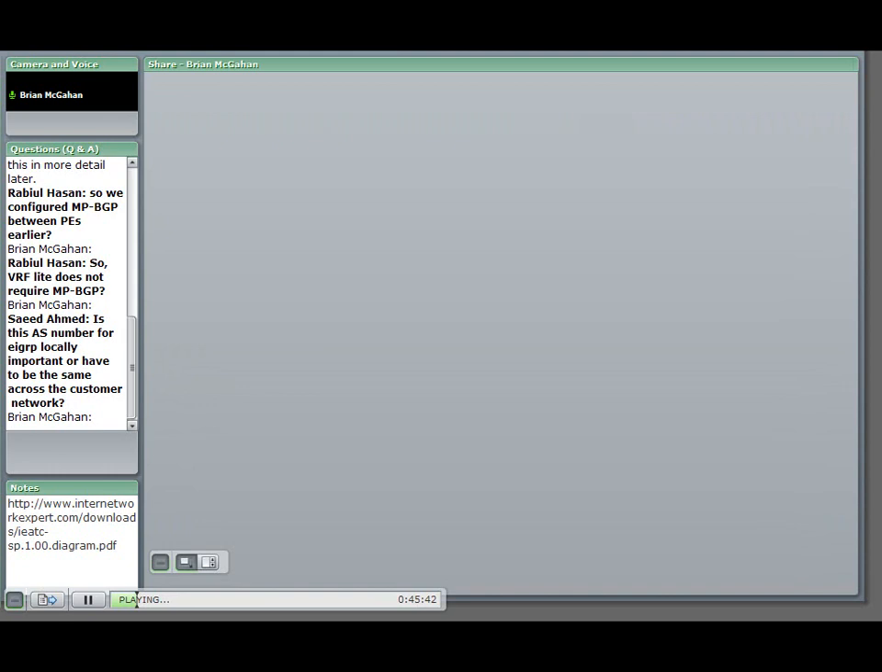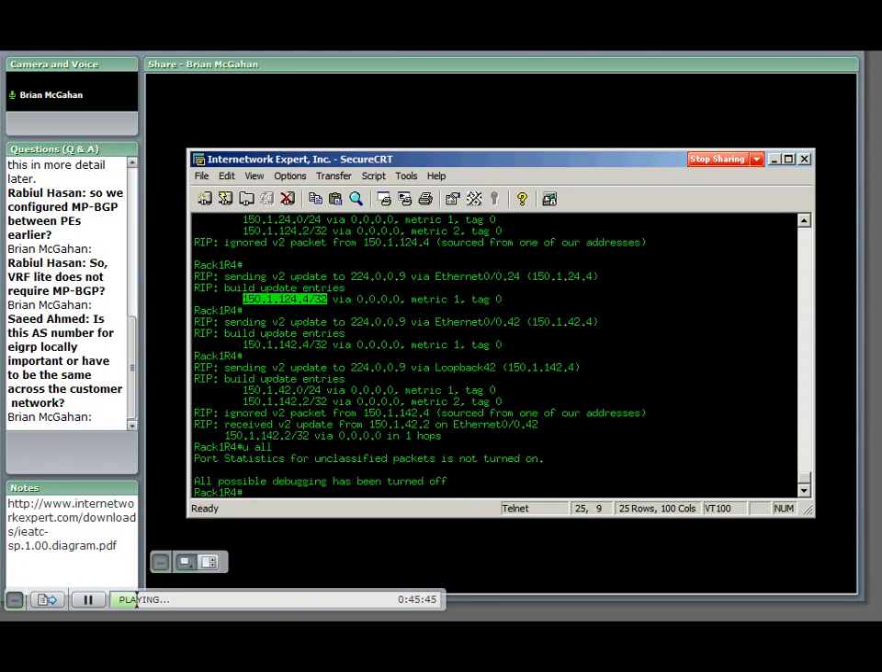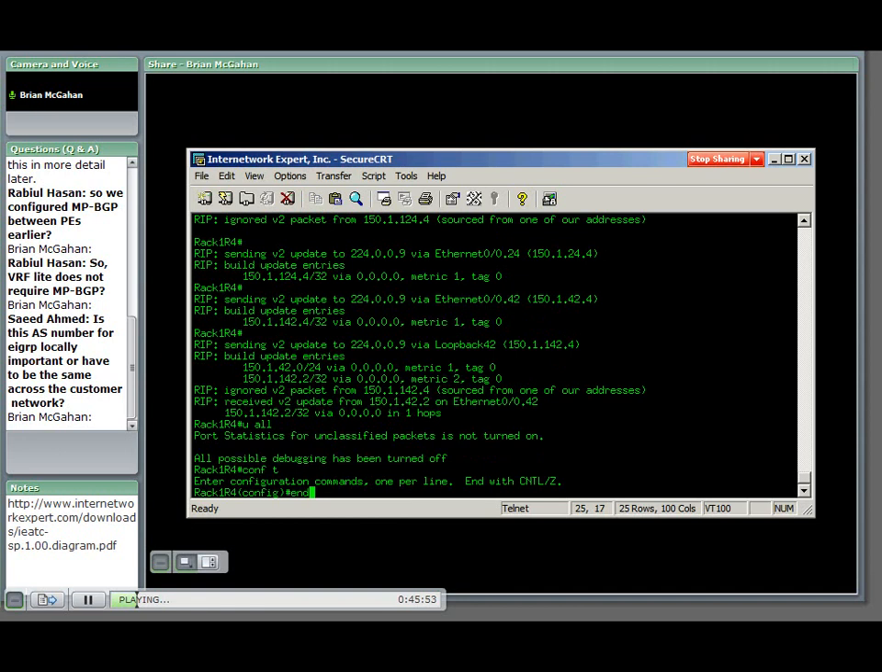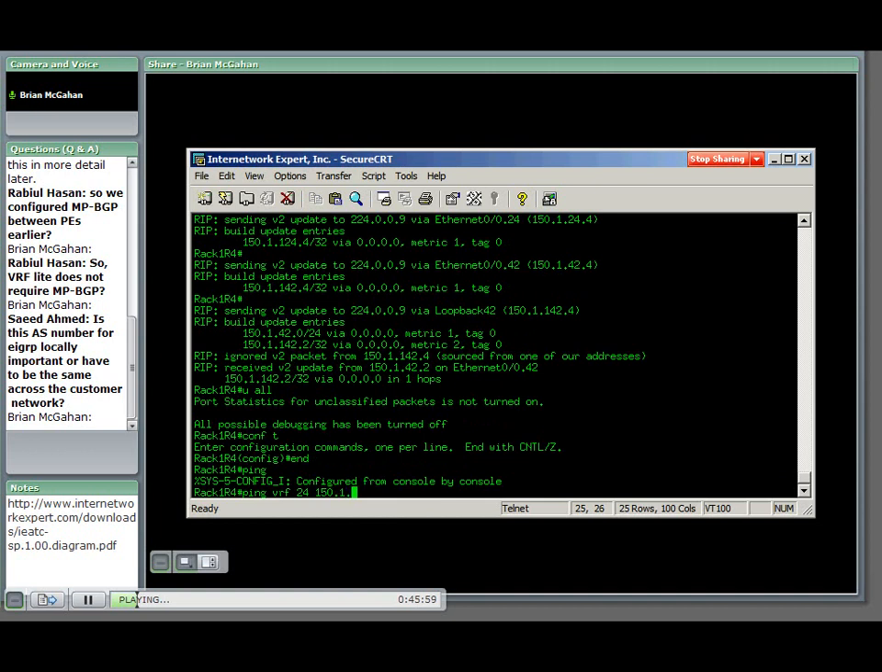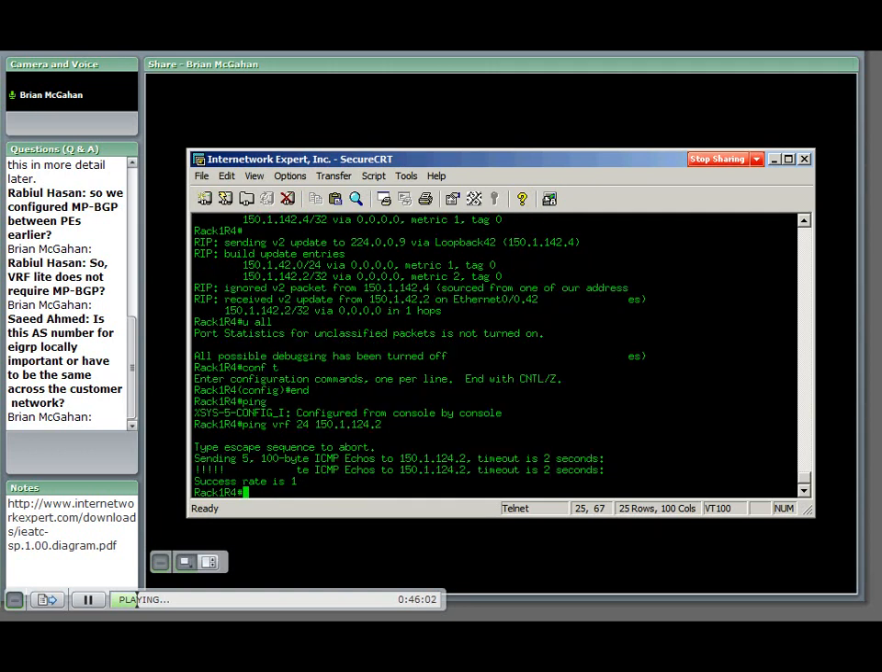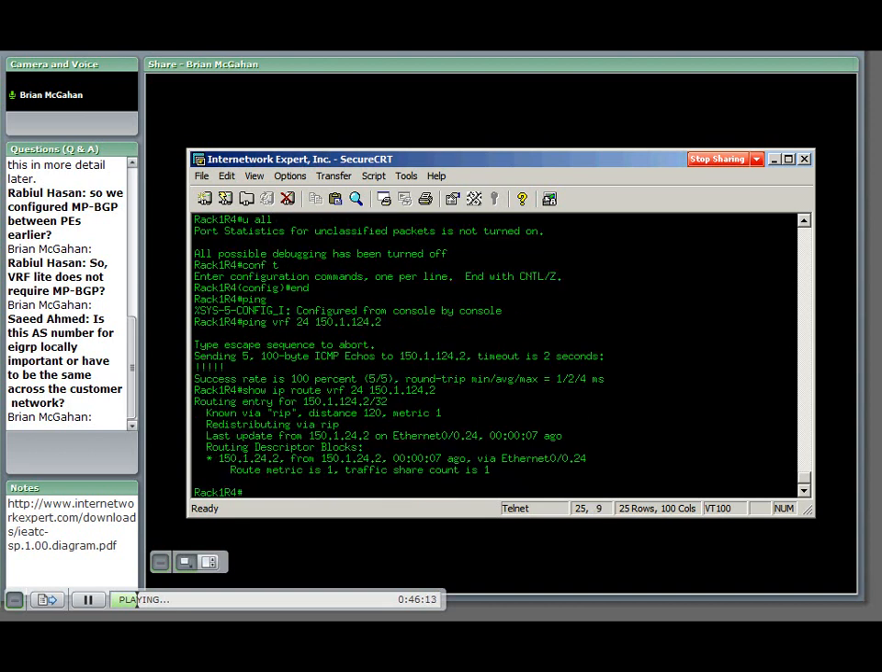Okay, so let's go back to the command line, and we'll get rid of our RIP configuration and replace it with EIGRP. Actually, first off, let's test connectivity. We'll ping inside VRF24, trying to reach 150.1.124.2. We see we do have reachability to that, because when we ask inside VRF24 how to get to 150.1.124.2, we learned this via RIP, and it's reachable out that particular subinterface, which is inside VRF24.